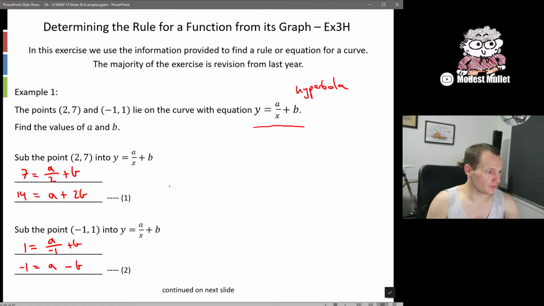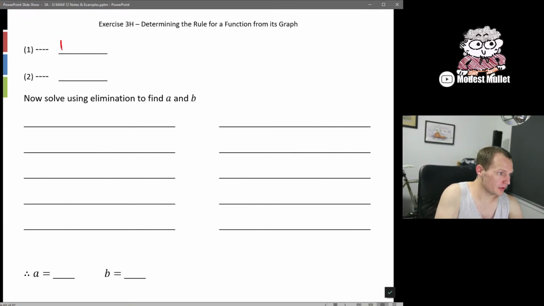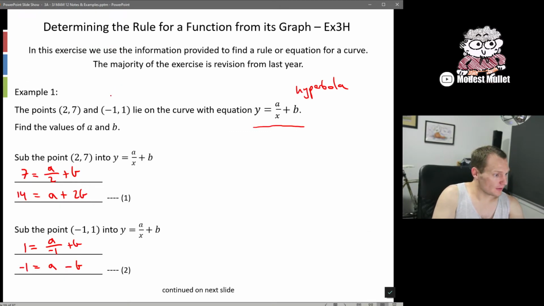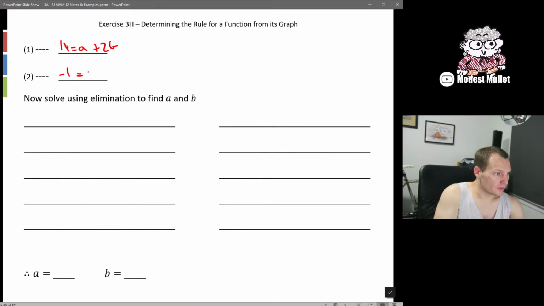My equation was 14 equals a plus 2b, and -1 is a minus b. So we're just going to solve them using elimination. We could also solve them using substitution, so rearranging one of these to get one of the variables by itself, and then subbing in and then solving. But in this case, we have the nice situation where we have an a and an a, so we can use elimination straight away, and we don't have to do any changes to either of the two equations.